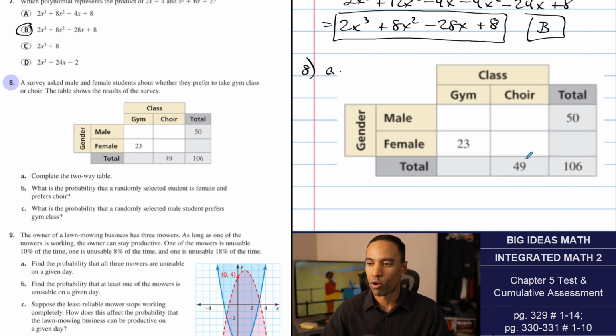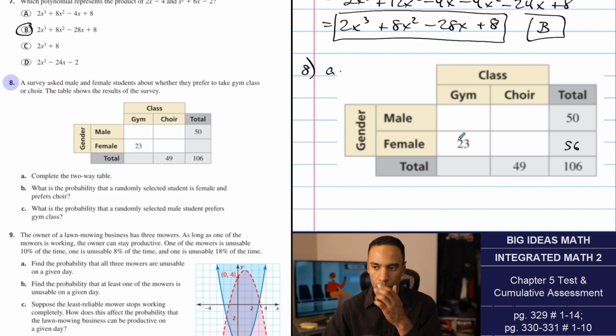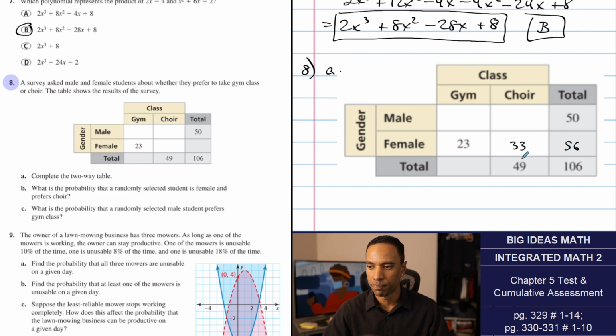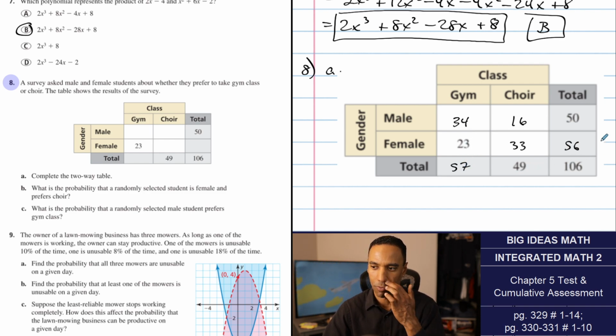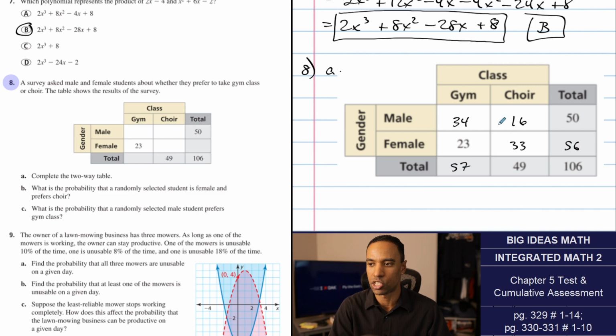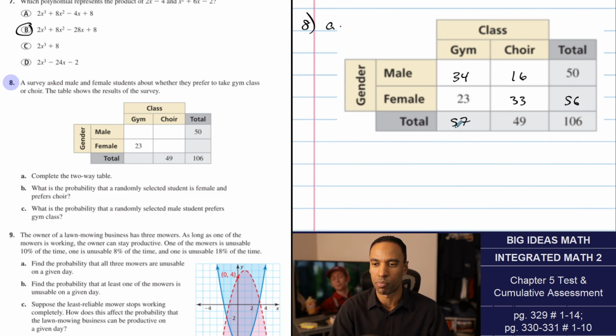Yes. So we'll find totals that we can work out, like 50 plus 56 here. 23 plus what is 56? Well, 33. 49 minus 33 is 16. Subtract that, you get 34. And 34 plus 23 is 57. 57 plus 49 indeed equals 106. So I think everything indeed lines up the way it's supposed to. There's our two-way table completed.